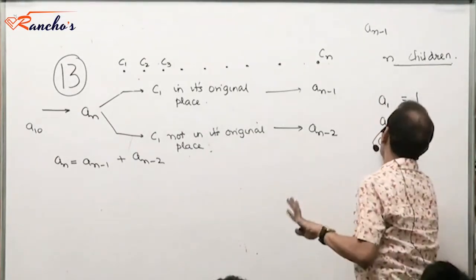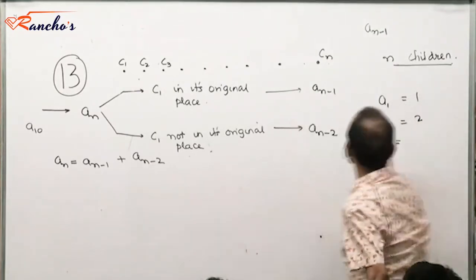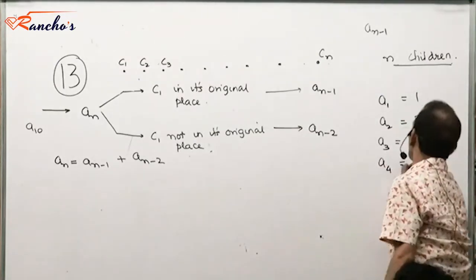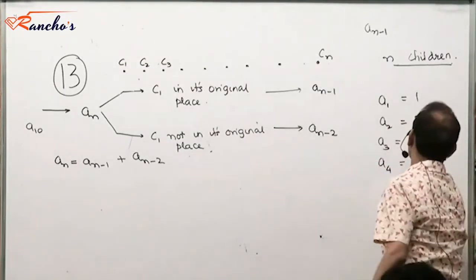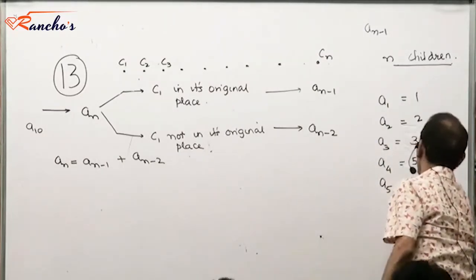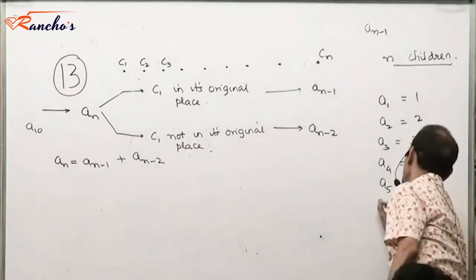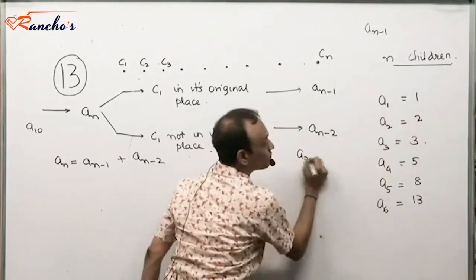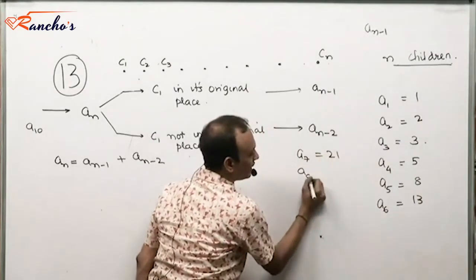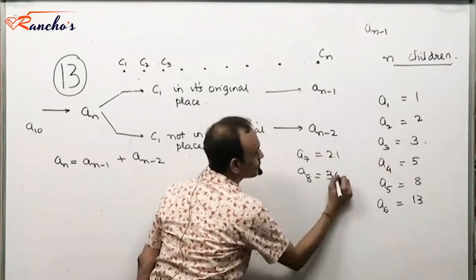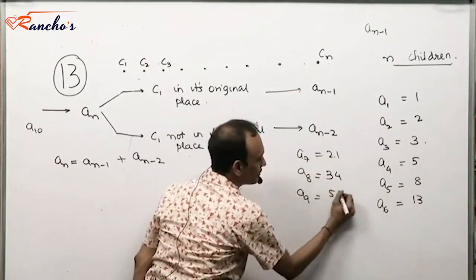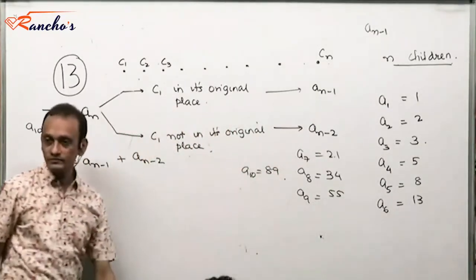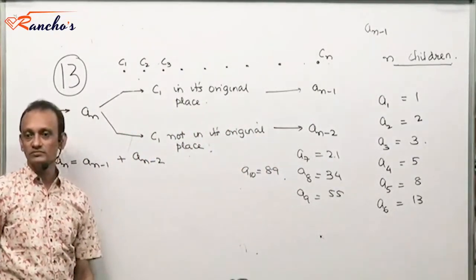Now, we have this. A3, therefore, from this rule, would be A2 plus A1? 3. A4 from this rule would be A3 plus A2? 5. A5 would be 8, A4 plus A3. A6 would be 13. A7 would be 21. A8 would be 34. A9 55. A10 89. Yes or no? No?